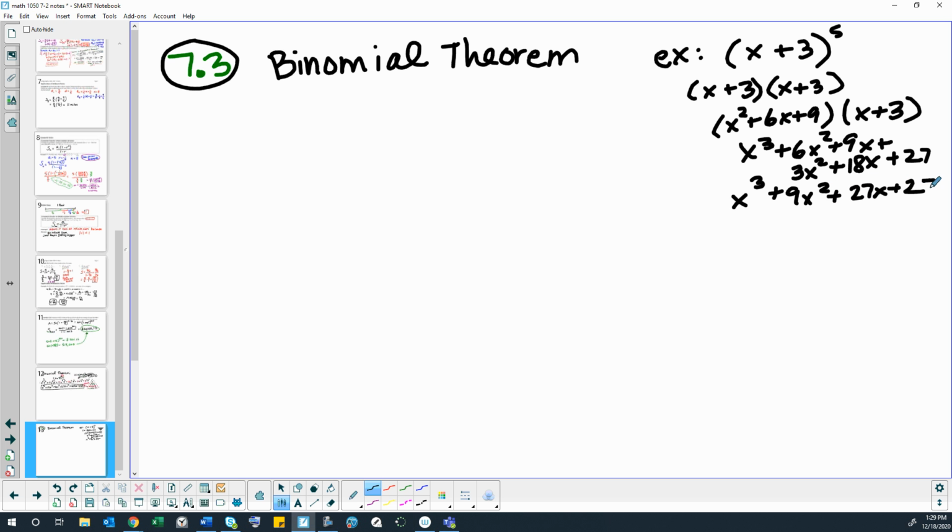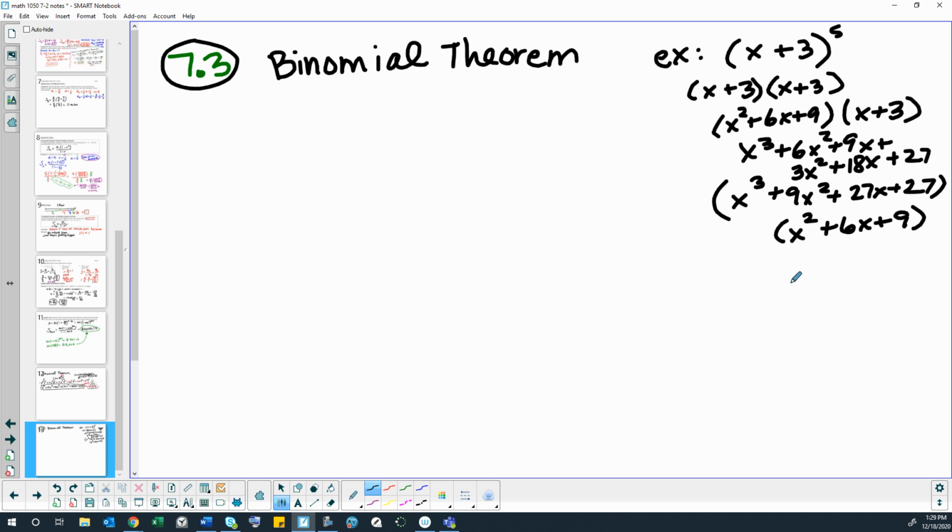x cubed plus 9x squared plus 27x plus 27. So that is not finished because we would need to multiply that by the squared one, because this one's cubed. So we would need to actually multiply every one of those 4 terms in this problem times every one of the 3 terms in this problem, combine it all together, so we end up with 6 terms, starting with an x to the 5th, and then an x to the 4th, and then an x to the 3rd, and then an x squared, and then an x, and then a constant.